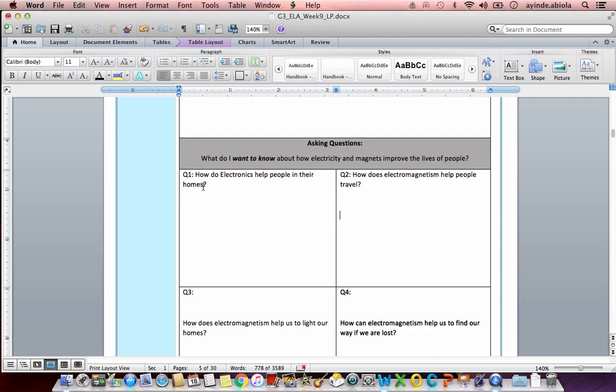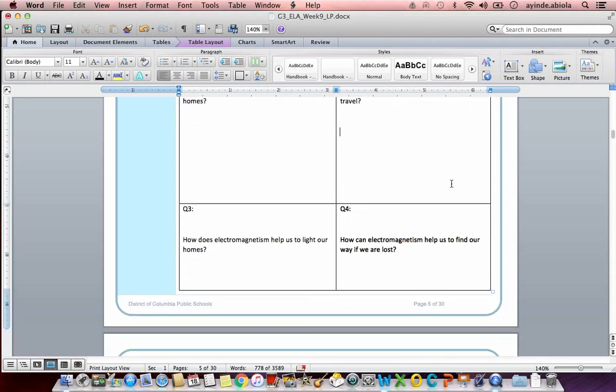So for my Q1, I asked, how do electronics help people in their homes? We're not going to answer this question yet. We're just asking. So that's what I have for my Q1. You can write what I have for my Q1, or you can write your own question, but make sure you have something in your Q1 box. For my Q2, I have, how does electromagnetism help people travel? Again, we're not answering this question. I know you may already know, and that's great if you do. But we're just asking this question. We're going to come back and answer the question on day two.